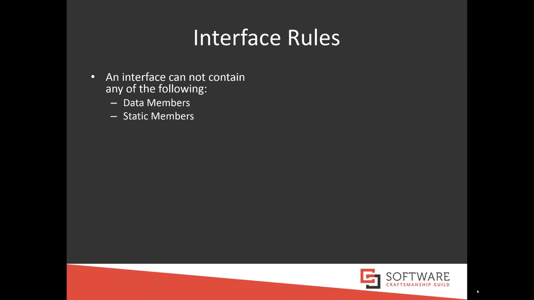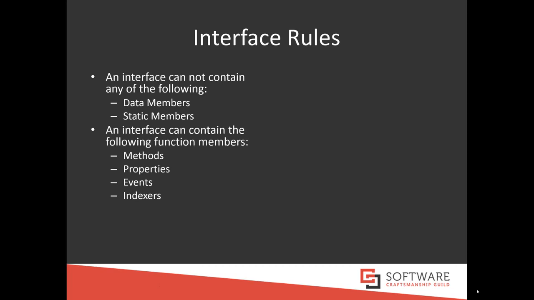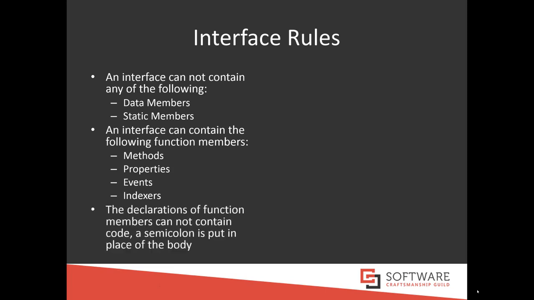There's a couple rules for when we're working with interfaces. An interface may not contain any data members or static members. Additionally, an interface may contain some of the following function members: methods, properties, which we've gone over, events and indexers, which are a little more advanced and we aren't covering in this course. The declaration of these function members cannot contain code. We put a semicolon at the end instead of curly braces and a body.